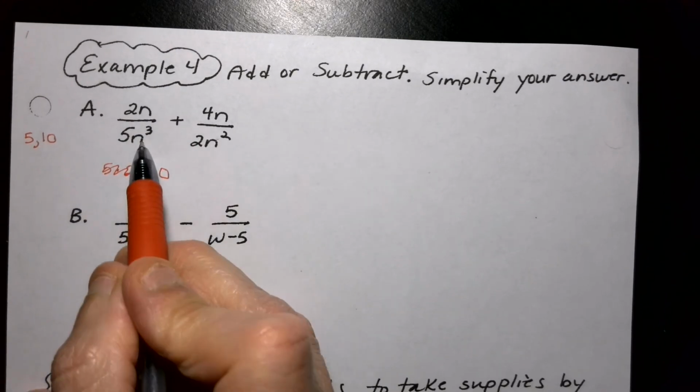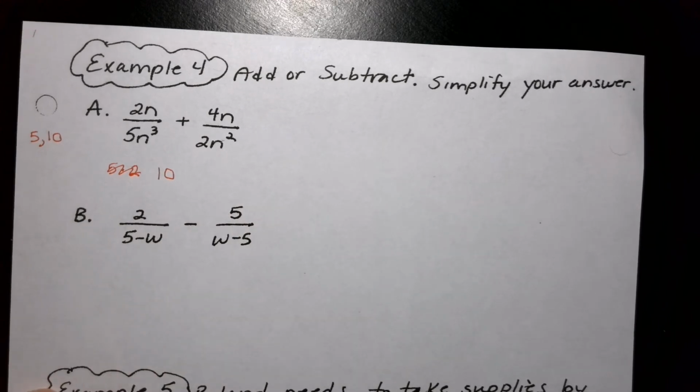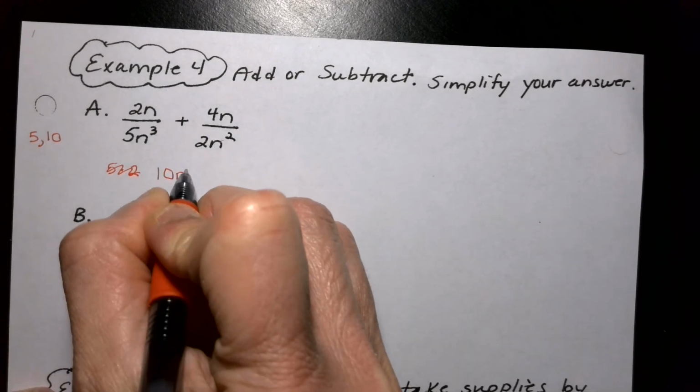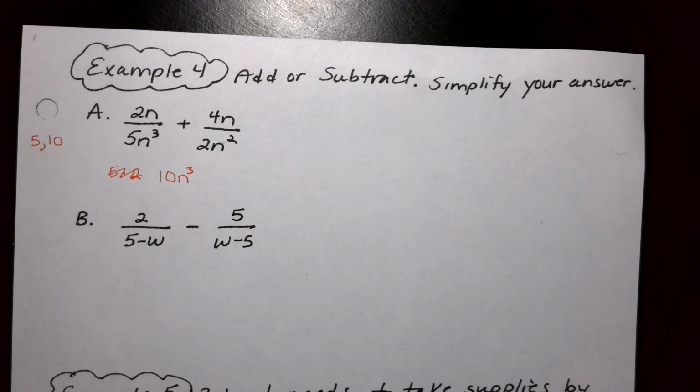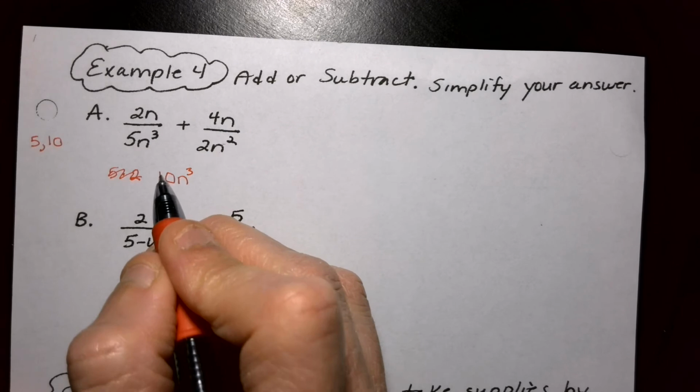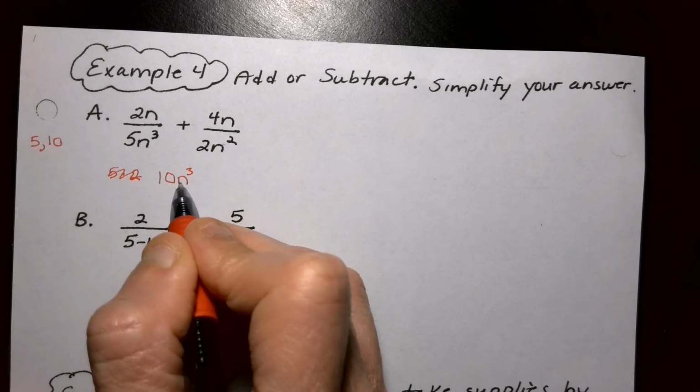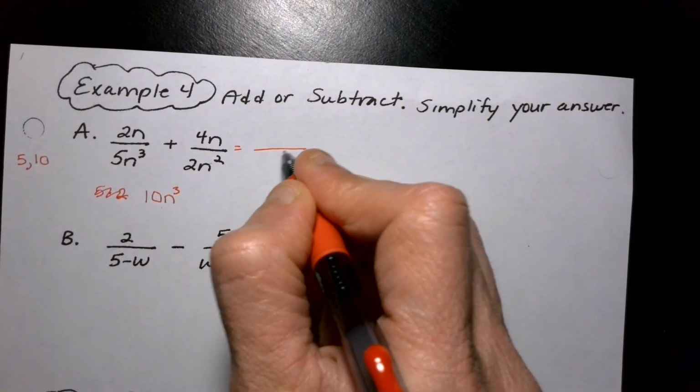Now I've got an n to the third and an n to the second. You take the larger one. Is there anything else in there that I haven't touched on yet? Any other variables? No. So this is my new common denominator. So I'm going to set this up.